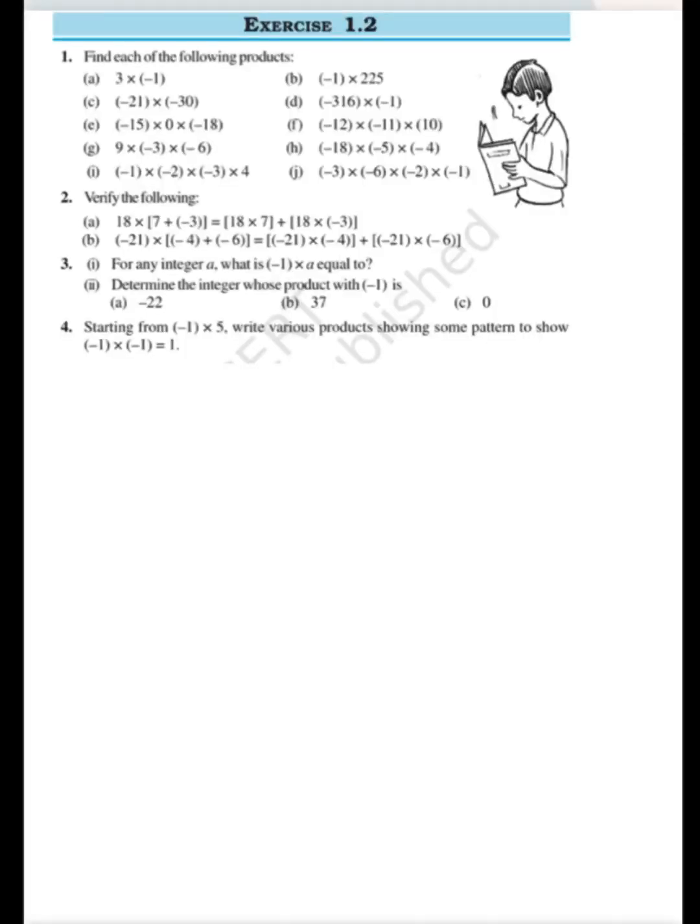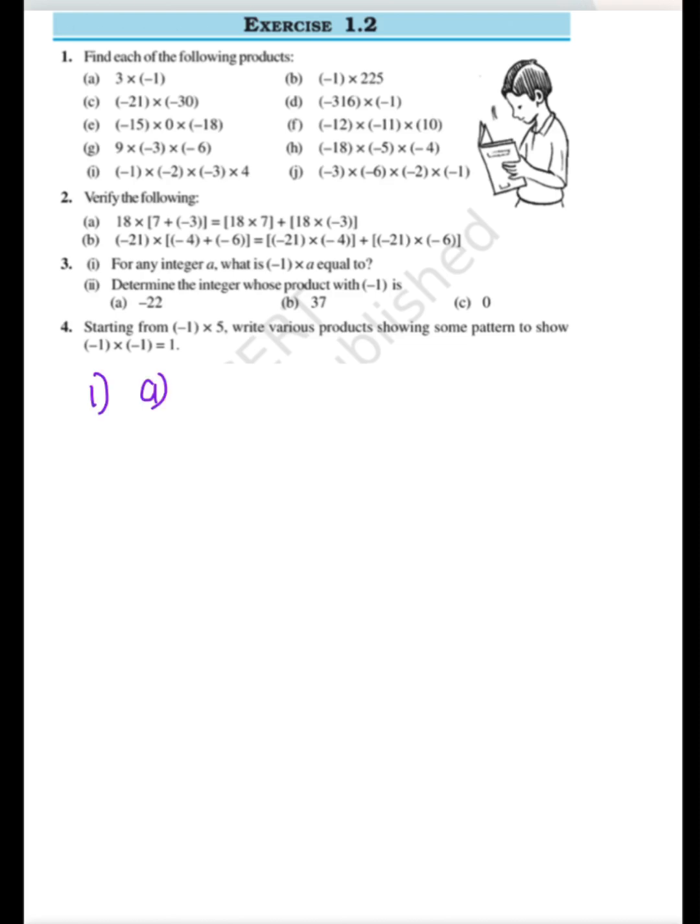Today let's discuss class 7th chapter 1 exercise 1.2. First question is find each of the following products. So here we are going to do the multiplication of integers and let's do the first question.